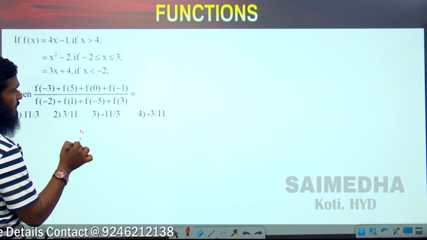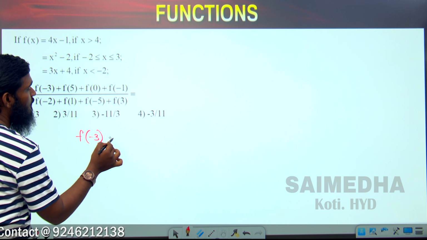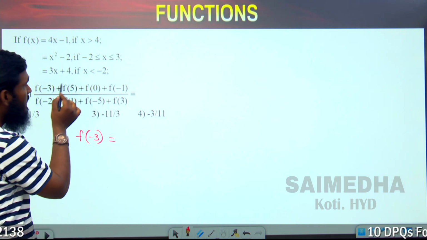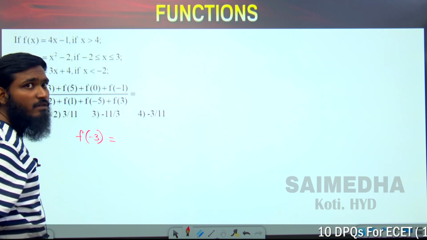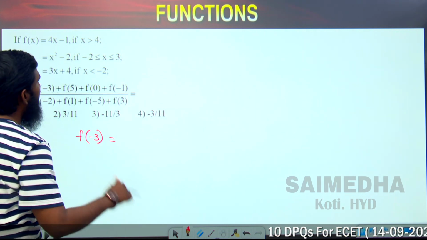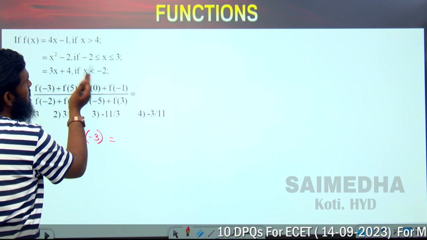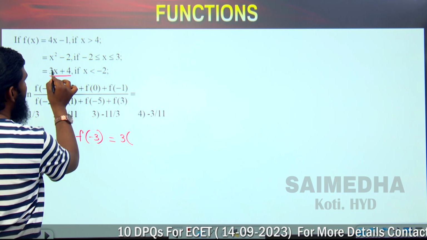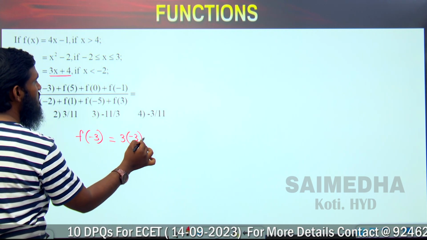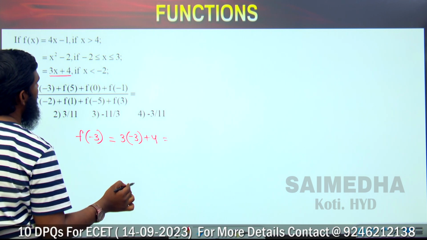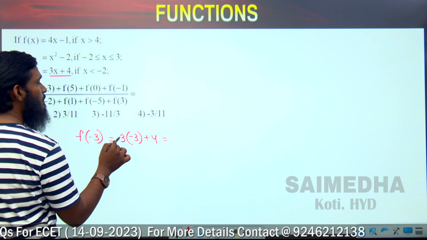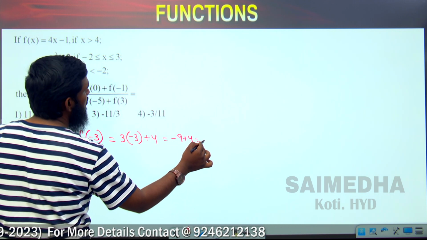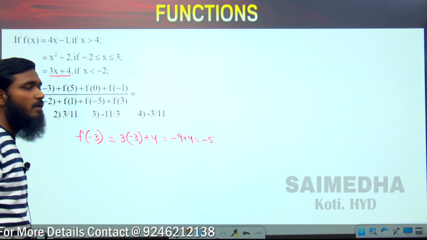First let us go for f of minus 3. We have 3 functions, and depending upon this value we have to select the function. Minus 3 is less than minus 2, so we have to take this function. So 3 into, in place of x, we write minus 3, plus 4. Plus into minus, minus 3 threes are 9, minus 9 plus 4, which equals minus 5.